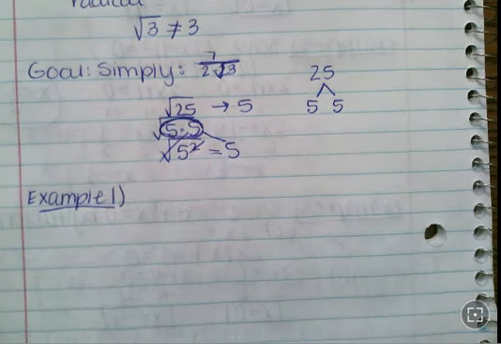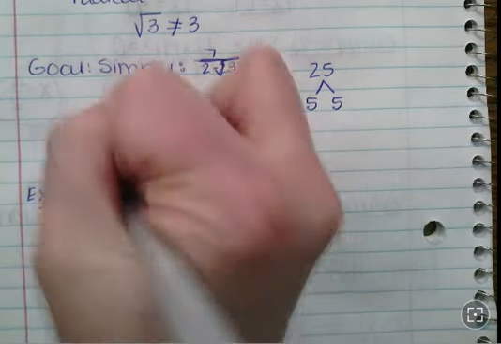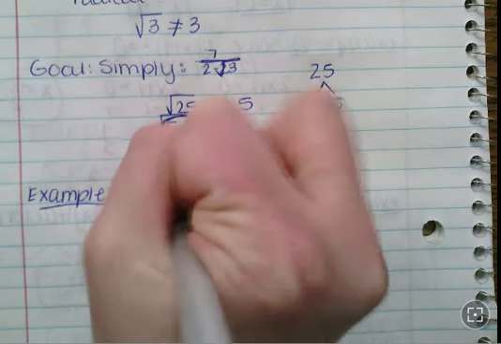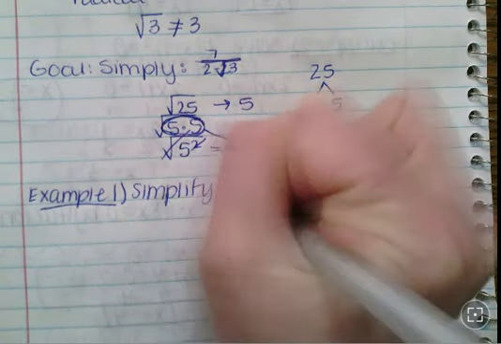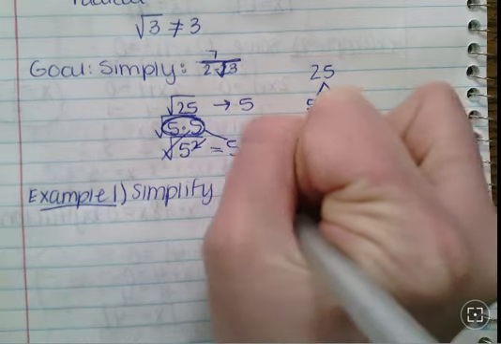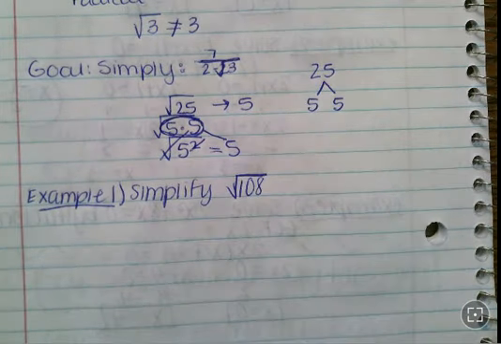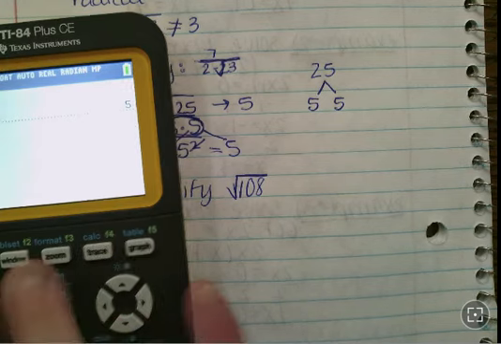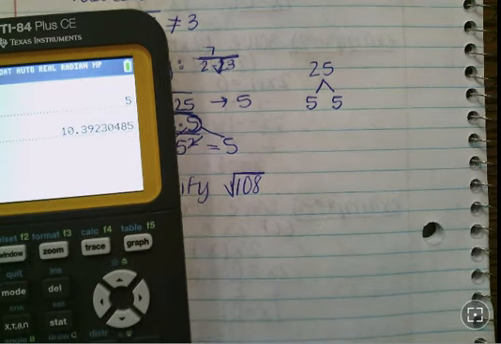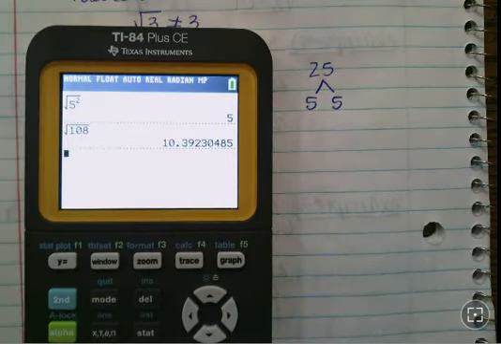Okay, example 1, we need to simplify the square root of 108. If we go to our calculator and plug in the square root of 108, we get a decimal. Ms. Baucom doesn't like decimals. Ms. Baucom likes exact answers. She's a mathematician. Engineers love estimations. I am not an engineer. I'm a mathematician. So we need to simplify this.